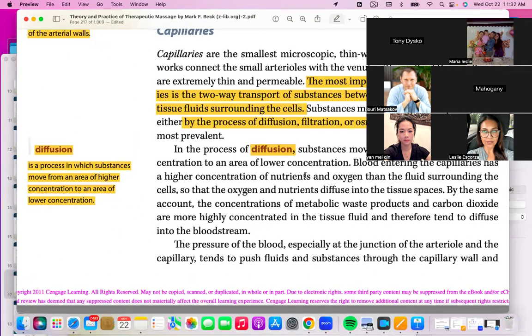Here, substances move from an area of higher to lower concentration. Blood enters the capillaries with a higher concentration of nutrients and oxygen than the fluid surrounding the cell. So the oxygen and nutrients diffuse into the cell spaces. By the same account, the concentration of metabolic waste products like carbon dioxide is higher in the tissue. So in other words, diffusion happens both ways, by taking in the nutrients and by expelling the waste.